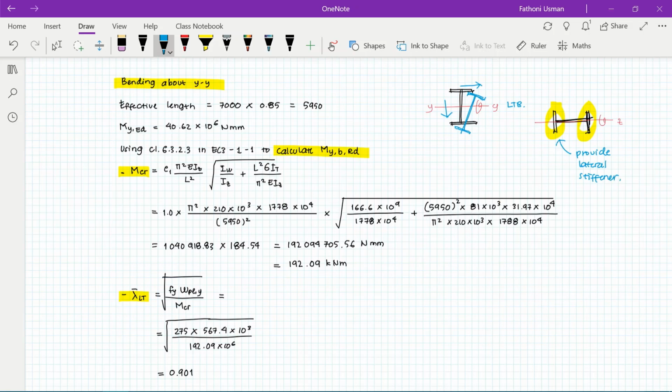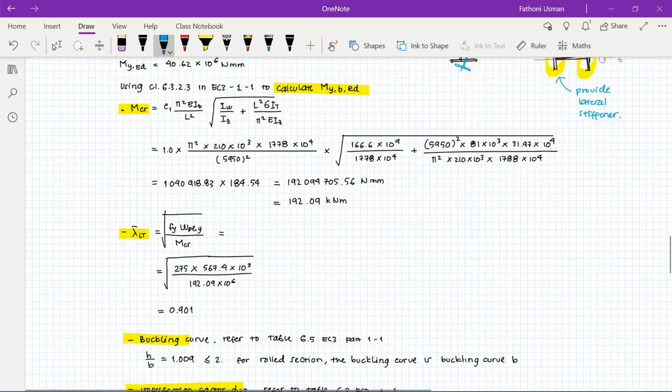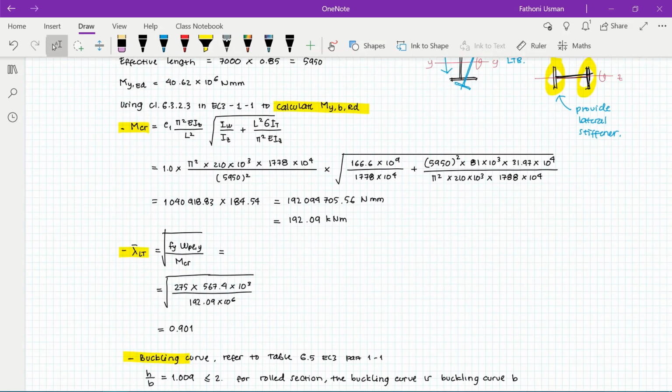So that's why, for bending about the Y-axis, the process is we should determine the MYBRD. Okay, the steps in calculating the MYBRD: first, to calculate the MCR, this is the expression.